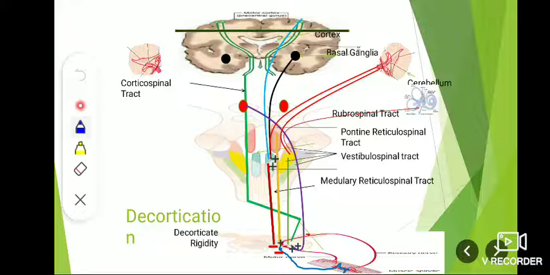So it is very mild. We will see in such patients, especially after a head injury or any hematoma, that the patient is having increased muscle tone. That is called hypertonia or rigidity. So this is because the cortex is removed. So it is called decorticate rigidity.